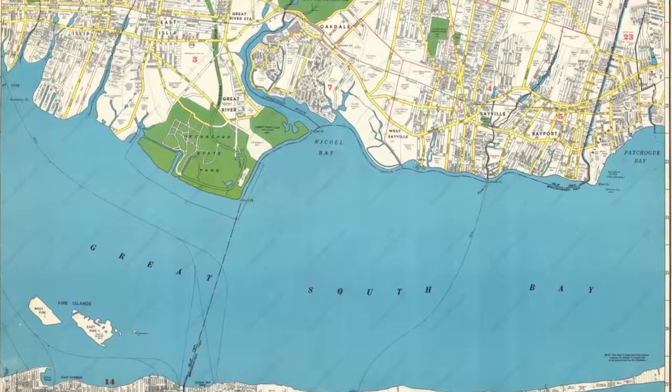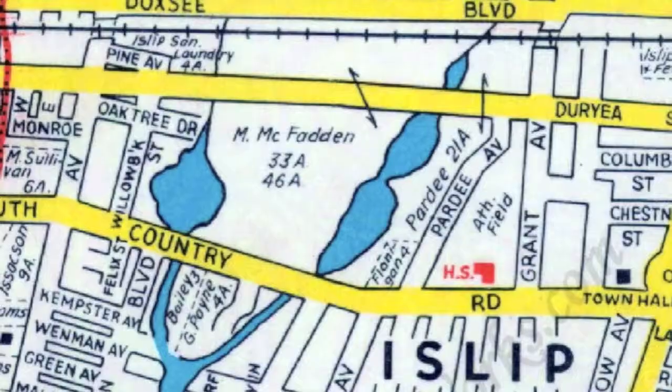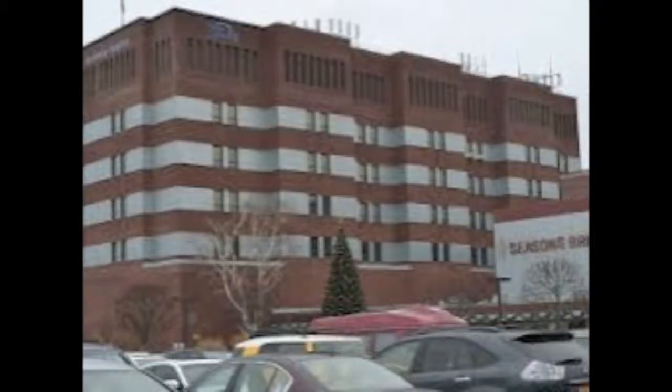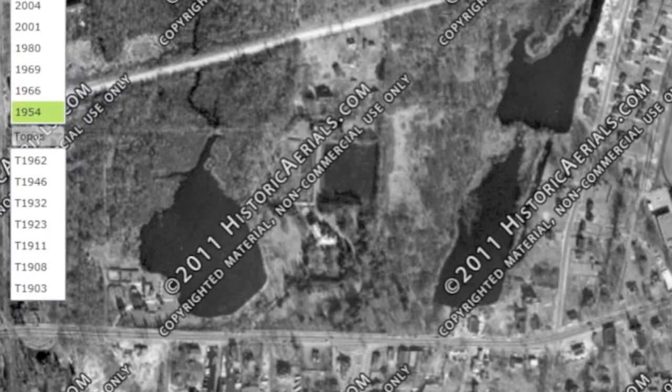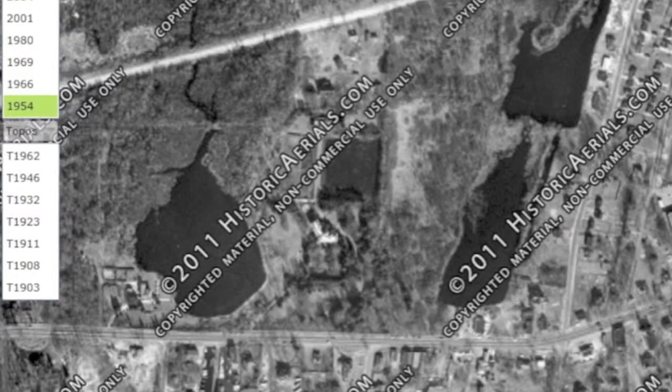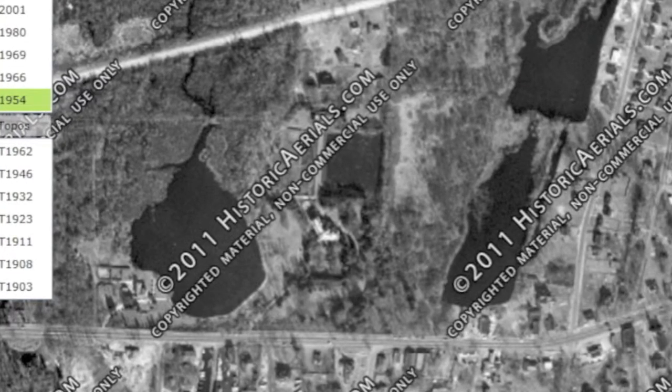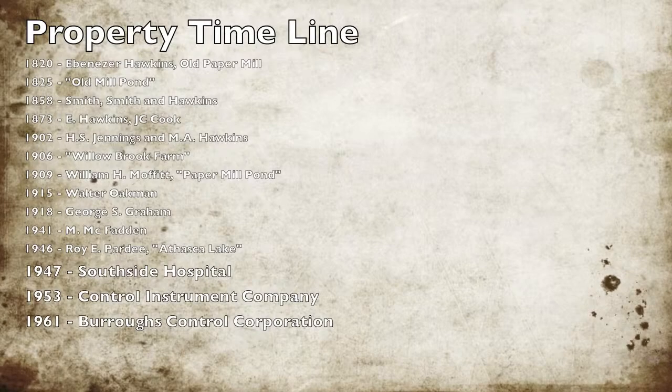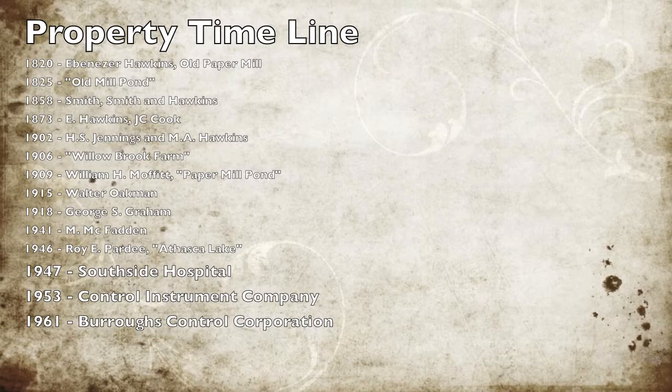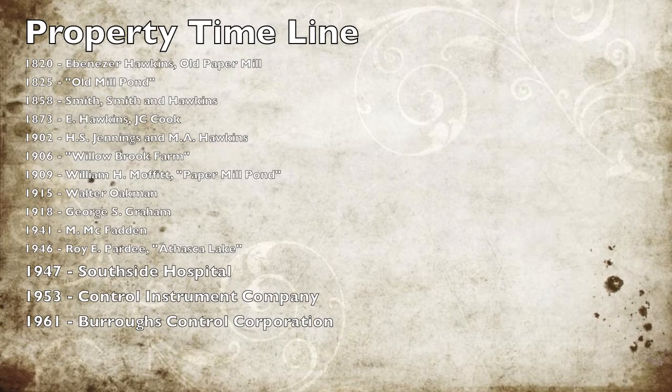The chain of title shows that on December 12, 1947, the property was given as a gift from Marion G. McFadden of Ellendale, Tennessee, to Southside Hospital. It was October 22nd, 1953, when the Control Instrument Company of Brooklyn, New York, purchased the property from Southside Hospital, and this historical aerial of the site shows what the property looked like in 1954. On September 22, 1961, it was bought by the Burroughs Control Corporation, then of Wilmington, Delaware.